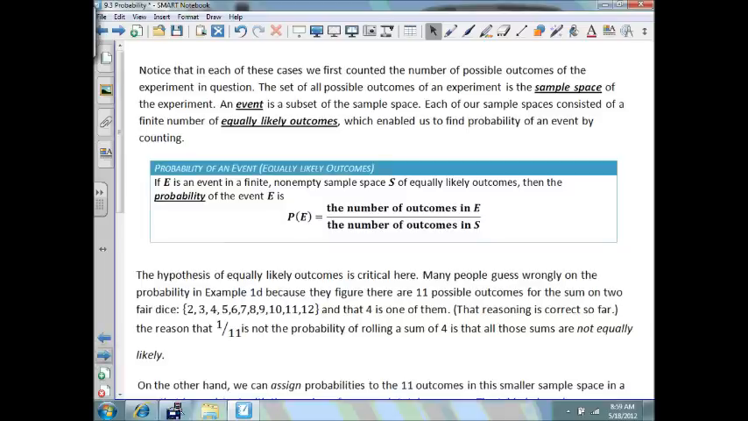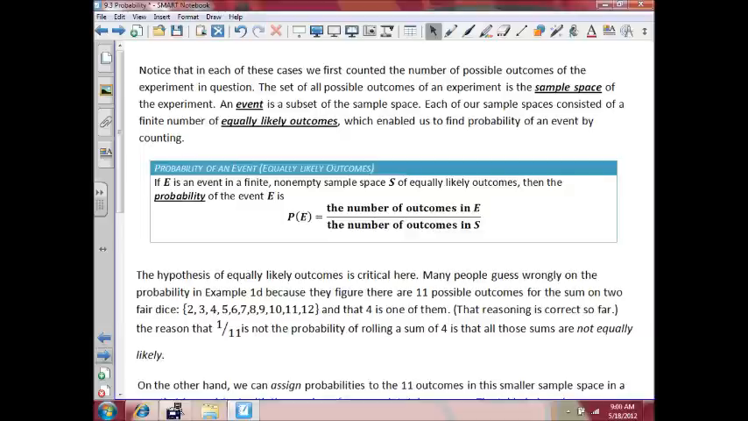Notice that in each of these cases, we first counted the number of possible outcomes of the experiment in question. The set of all possible outcomes of an experiment is the sample space of the experiment. An event is a subset of this sample space. Each of our sample spaces consists of a finite number of equally likely outcomes, which enables us to find the probability of an event by counting.